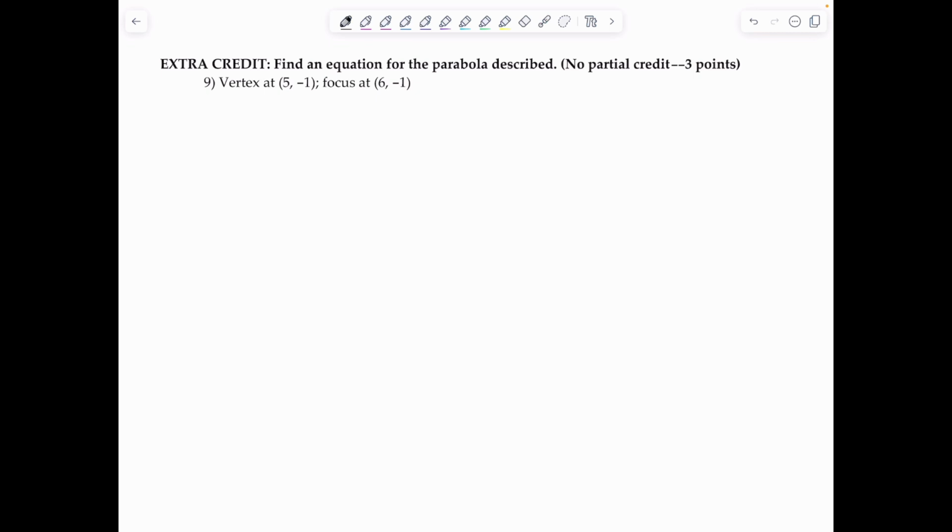The vertex is at 5, -1, and the focus is at 6, -1. We were not asked to graph, but it's key in order to figure out which way the parabola is opening and get everything sorted. So I would just do the sloppiest little sketch. This is sloppy for me. So vertex is at 5, -1. This is 5, this is -1. That's the vertex, that's HK. Yes, HK. Focus is at 6, -1. There's the focus. Okay. Already I know the parabola is opening to the right.